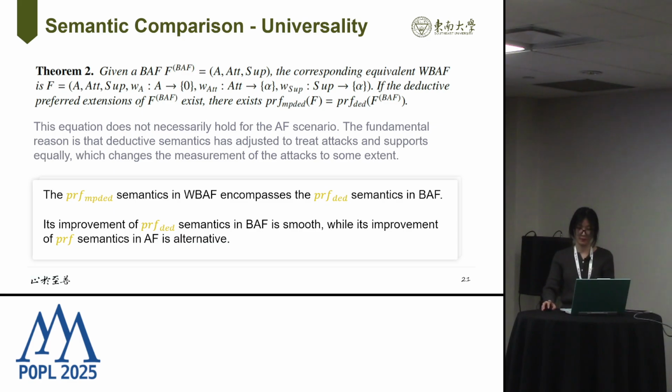To sum up, the preferred semantics in weighted bipolar argumentation framework encompasses the preferred semantics in bipolar argumentation framework, showing a degree of universality. In conclusion, its improvement of preferred semantics in bipolar argumentation framework is smooth, while its improvement of preferred semantics in argumentation framework is alternative.